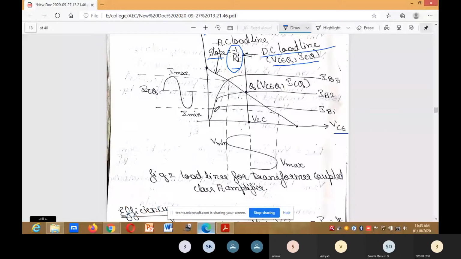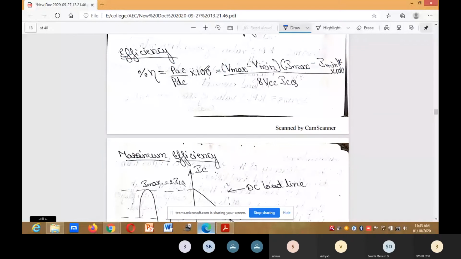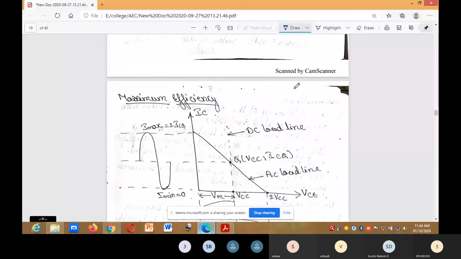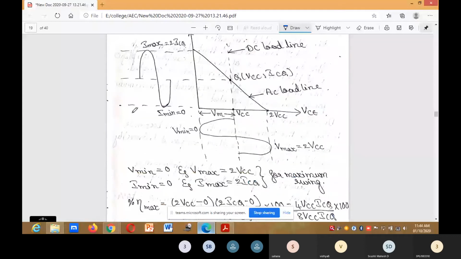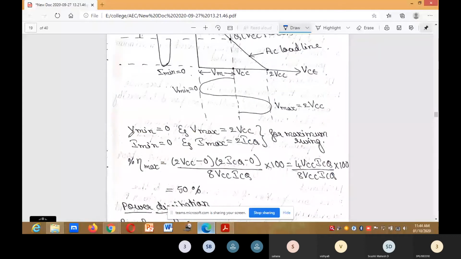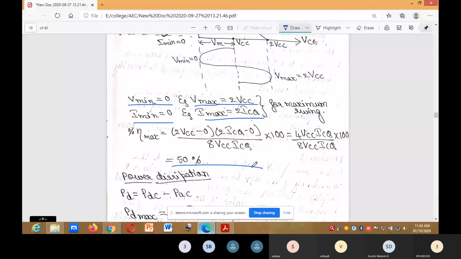What about efficiency? Efficiency is equal to PAC divided by PDC into 100, the same formula used in the series fed class A amplifier. That is V maximum minus V minimum into I maximum minus I minimum into 100 divided by 8 VCC into ICQ. We get maximum efficiency when V minimum is equal to 0 and V max is equal to 2 VCC, and when I minimum is equal to 0 and I max is equal to 2 ICQ. Substituting these values, you get 50%. The maximum efficiency is 50 percent.